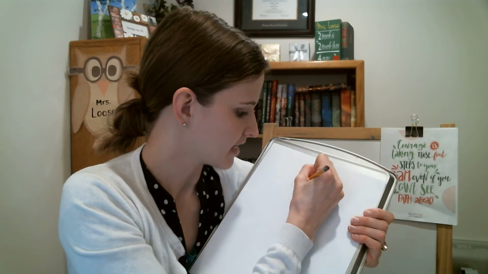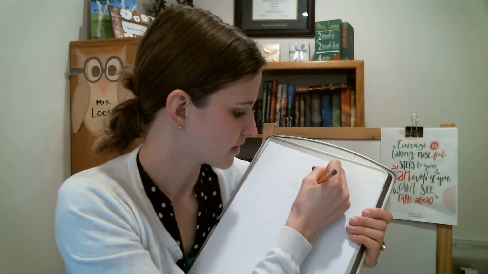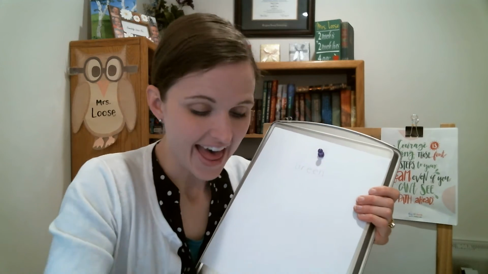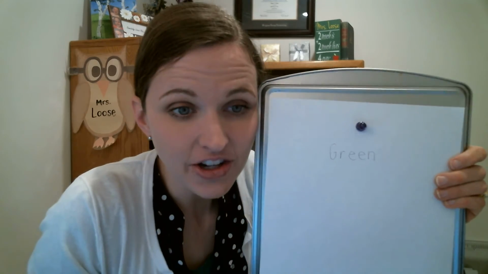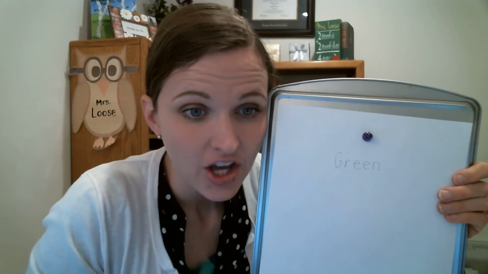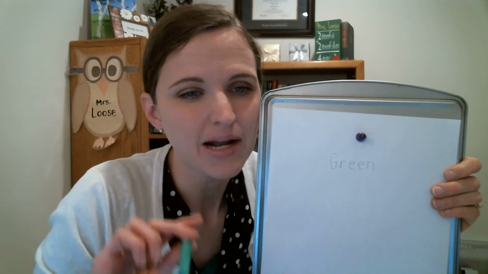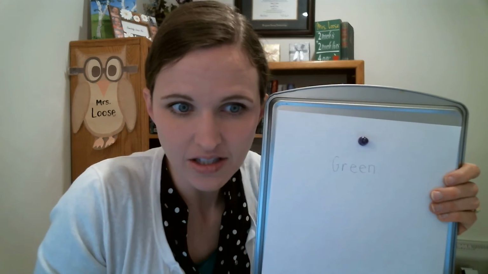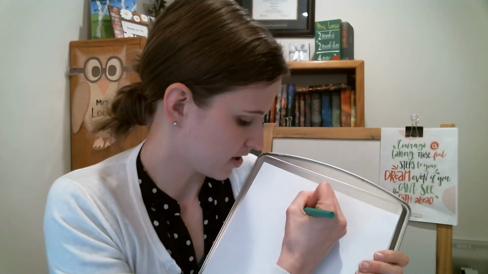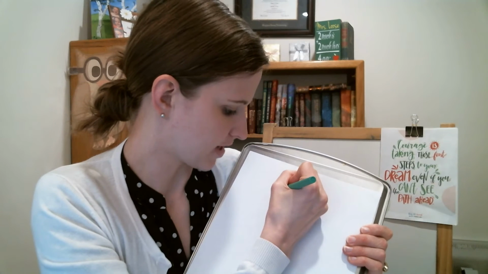So you'll write it, and you could write it in pencil first, and then get the color you're doing. So I'm doing green. Go get that color in a marker or a colored pencil or a crayon and trace over the word. So it's hard to see because it's in just pencil right now, but green, and then I'll trace over it. Green.